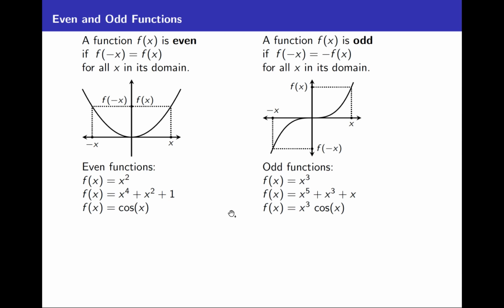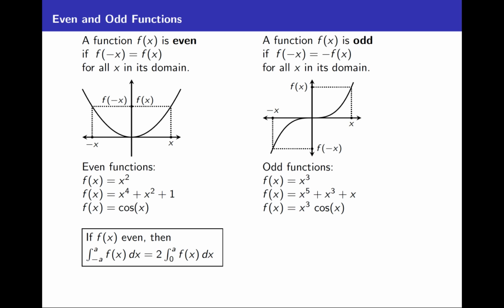But if you have a function that happens to be even or odd, then that says particular things about definite integrals. On one hand, if f of x is even and a is just some number, then the integral from minus a to a of f of x dx is 2 times the integral from 0 to a of f of x dx. And I'm going to illustrate that from the shaded regions on this graph.